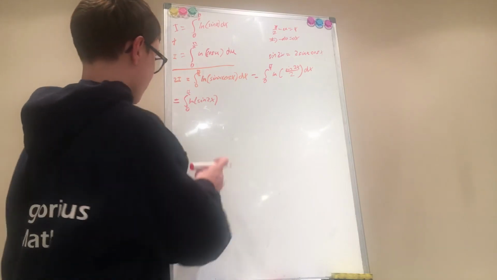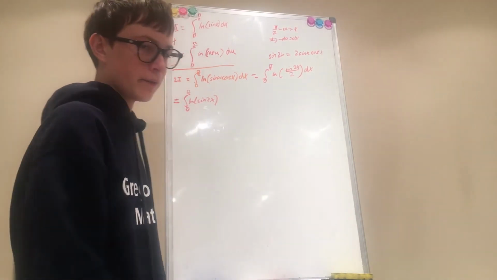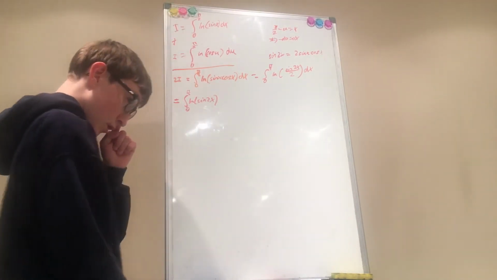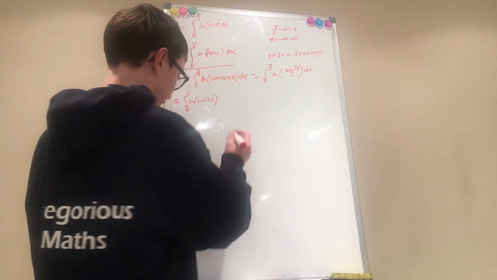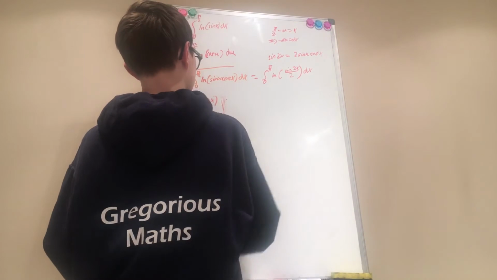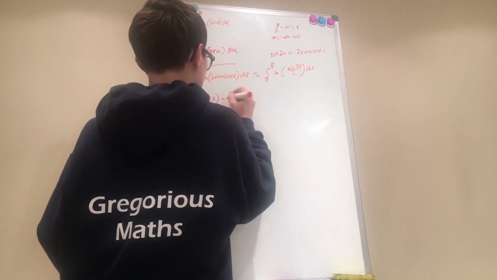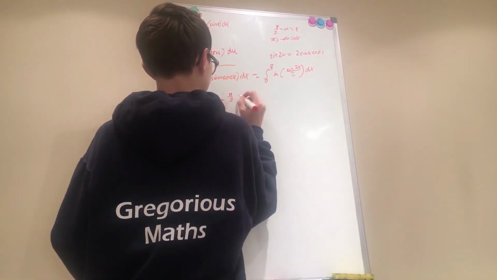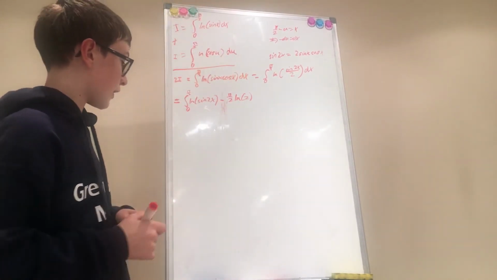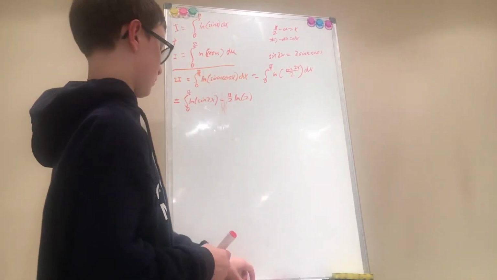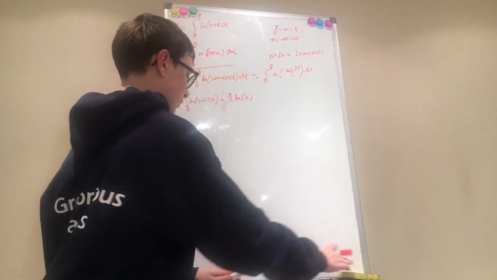Okay, but then remember we have to subtract ln of 2. What's the integral between 0 and pi over 2 of ln of 2? Obviously it's just minus pi over 2 ln of 2. Okay, and now, what can we do?